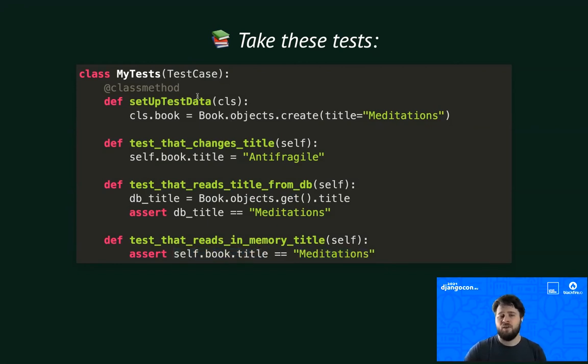So when we look at, say, the setUpTestData and any test in isolation, we'd expect that to pass because this book is created in memory and in the database with the title Meditations. The first test has no assertions. The second test asserts that the title's Meditations, and the third test asserts the title's Meditations. So they should all be equal.